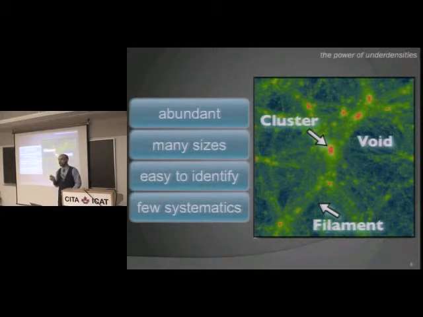And we're going to see that voids are actually relatively easy to identify. We can apply topological algorithms, which I'll describe in more detail later, to identify voids. They're actually easier to identify than bound structures like halos or clusters. And primarily, the biggest advantage voids have is that they're relatively free from systematics.